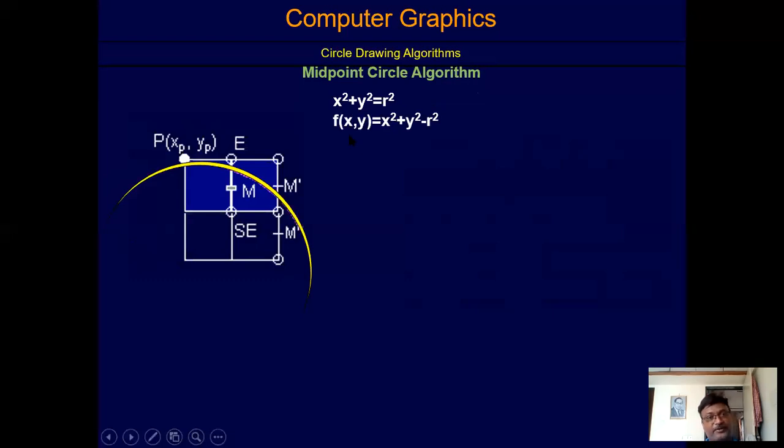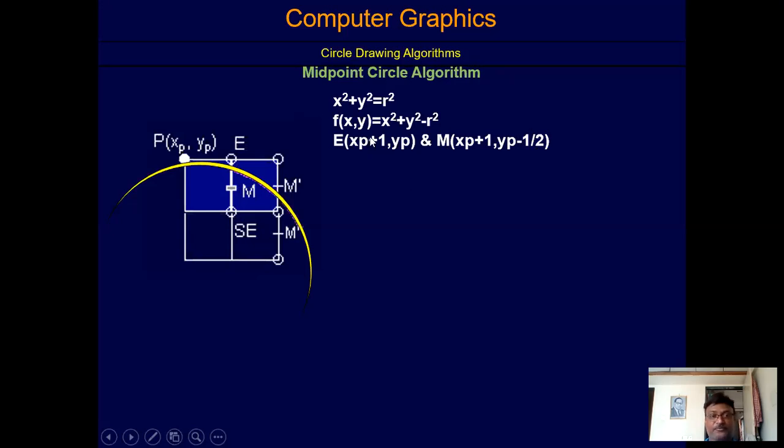Now what is f of x, y? x square plus y square minus r square. Suppose I am going to put in the f of x, y function, now I am going to put in my E value. What are the E coordinates? xp plus 1, yp. See, this is my xp, yp, so this becomes my xp plus 1, yp. Now what is the M coordinate? xp plus 1, yp minus 1 by 2, because this is the midpoint of E and SE. So that has a minus 1 by 2 value.